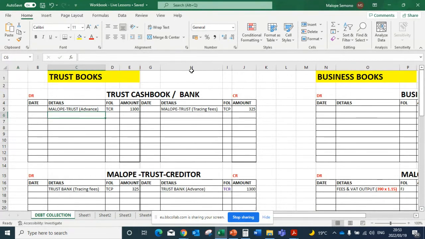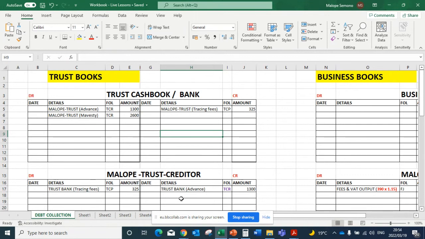So I'm going to come here and say Malope Trust, but in brackets, just for control, I write where I received this money from: from Mavesti. Thereafter it is the trust cash receipt. I received 2,600. This amount comes from the client. Any client's money must come here. But at the same time, I must go to Malope Trust to show that this money belongs to Malope.